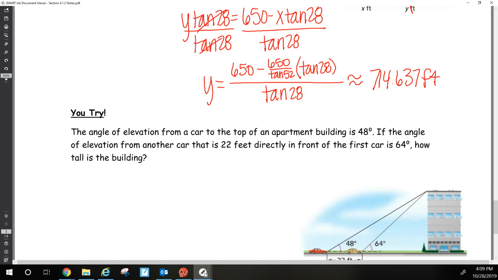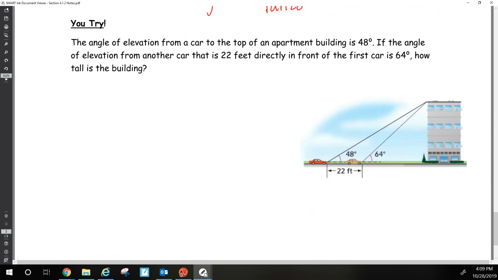All right, go ahead and pause your video. Take a look at this one. I'm going to tell you right now, there's a lot of algebra involved once you get it set up.